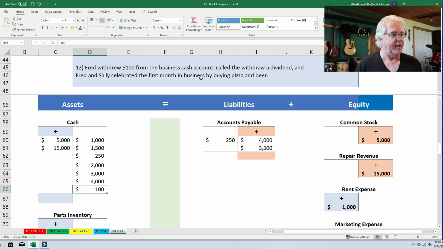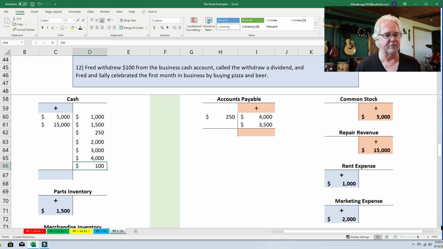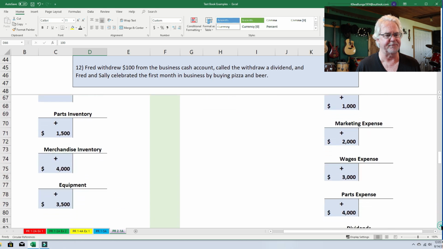Same thing. Fred and Sally celebrated the first month of business by buying pizza and beer. Okay, so good times here. They had a good month.